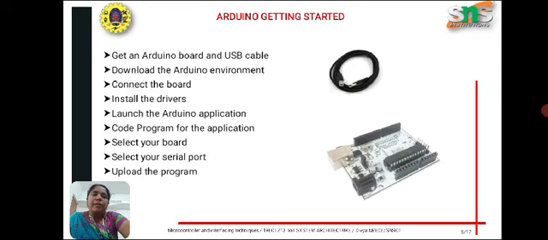To start with Arduino, get an Arduino and a USB cable, download the Arduino environment and connect the board, install the drivers, launch the Arduino application, write the code for the application, select your board, select the serial port to communicate with the board, and then compile and upload the program.